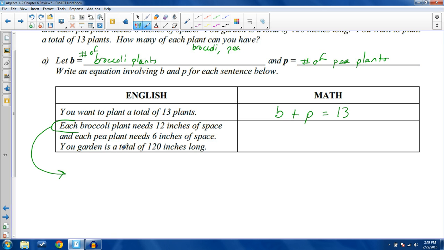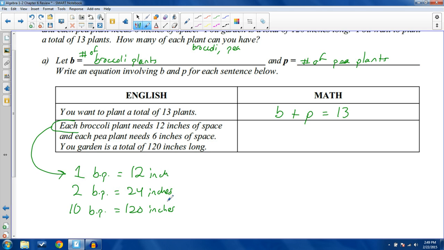So if each broccoli plant needs 12 inches of space, how much does one broccoli plant need? That needs 12 inches. How much do 2 broccoli plants need? 24 inches. And I could keep asking you these questions. I could ask 3, I could ask 10. How many inches of space would you need for 10 broccoli plants? You'd need 120. Maybe you answer that for me, but then I ask, what are you doing each time? And hopefully you can say you're taking the number 12 and multiplying it by your number of broccoli plants. Right? This is 12 times 10. 12 times 2. 12 times 1. If you don't know how many broccoli plants there are, let's just call it B.